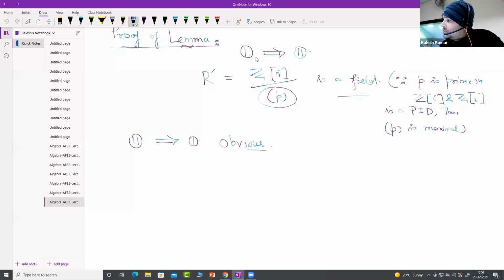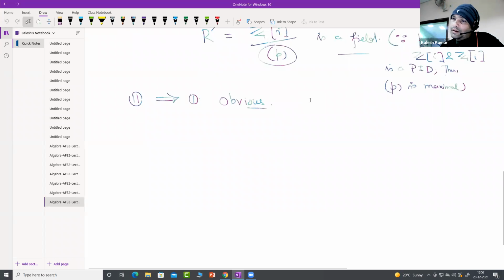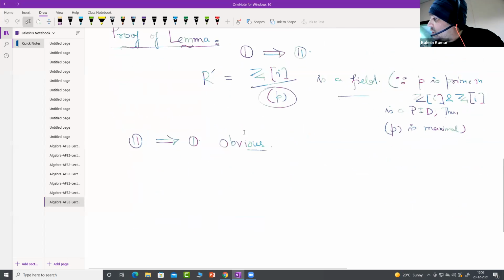Now let us try to prove one if and only if three. In order to prove one if and only if three, we are going to prove that two implies three: we will assume that this is a field, so we will assume two, and then we will prove three. And conversely, if three holds, then we need to prove three implies two, or three implies one. Okay, so let us try to prove this.